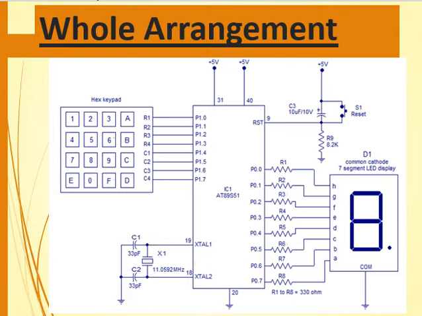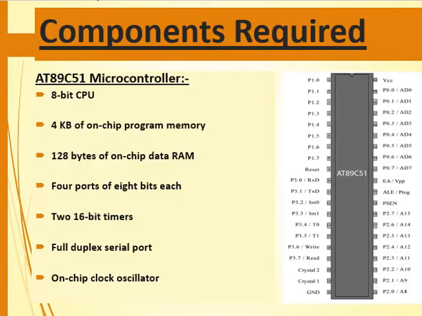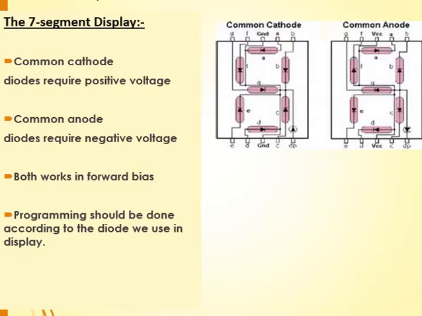These are connected through resistors, and the frequency of the microcontroller is 11.0592. We know that the 8051 microcontroller has an 8-bit CPU, 4 KB of on-chip memory, and 128 bytes of on-chip RAM. Two 16-bit timers are there, the serial port is full duplex, and it has an on-chip clock oscillator whose frequency is 11.059 MHz. This is the 7-segment display.